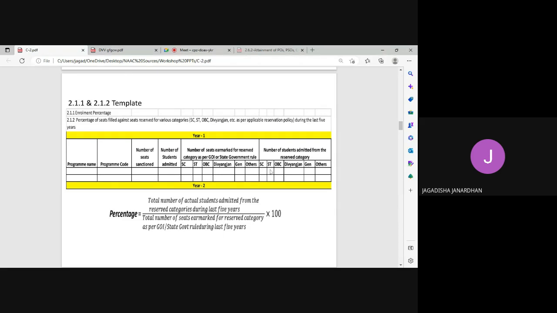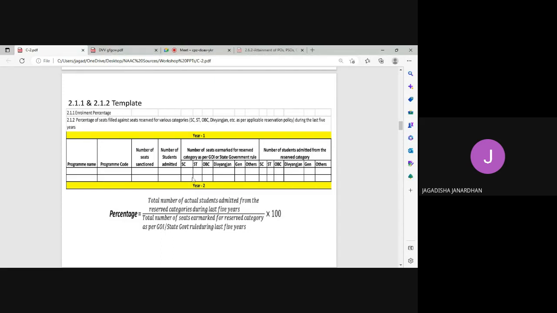For ST, 3 seats are there. If no student is allotted, 0. For OBC, 32 seats are available and if you have given admission to 38, then you have to mention only 32 here. The remaining 6 should be counted under the general merit. So like this, we are going to give the statistics to NAAC. And in reality, the students will be admitted according to whatever seats are provided by the institution.